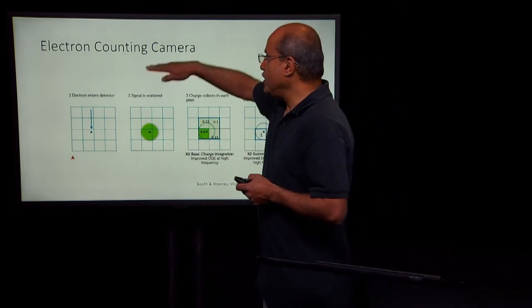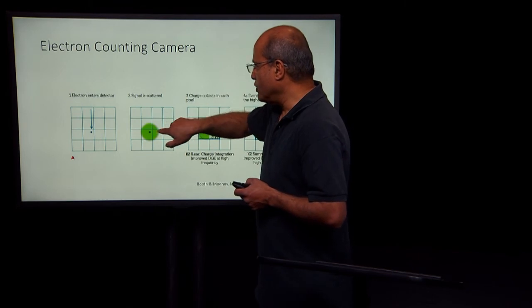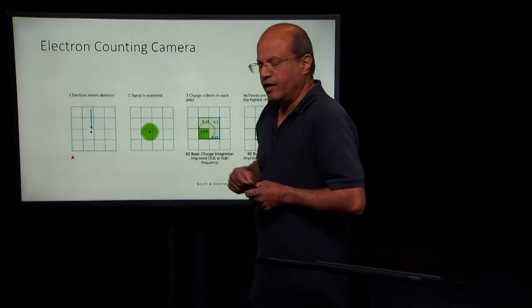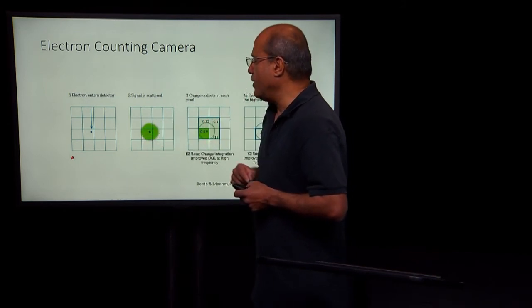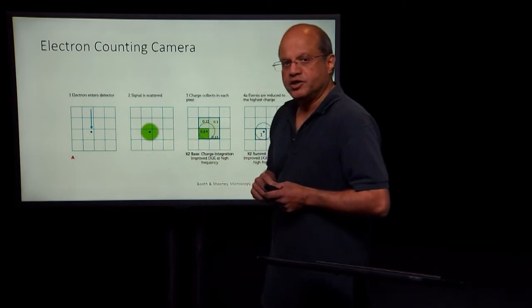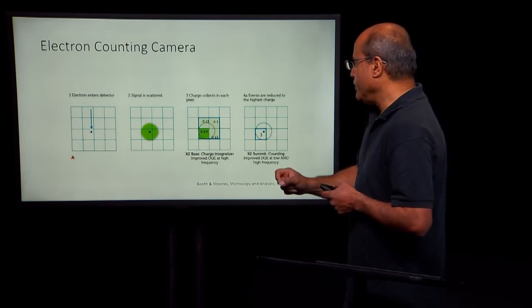Now, in the first generation of these electron counting cameras, it turns out that when the electron hits the pixel, there's a lot of scattering of secondary electrons, and so neighboring pixels also have some charge in them. And so you get essentially a blurred response, even though it's only a single electron that's hitting the camera.